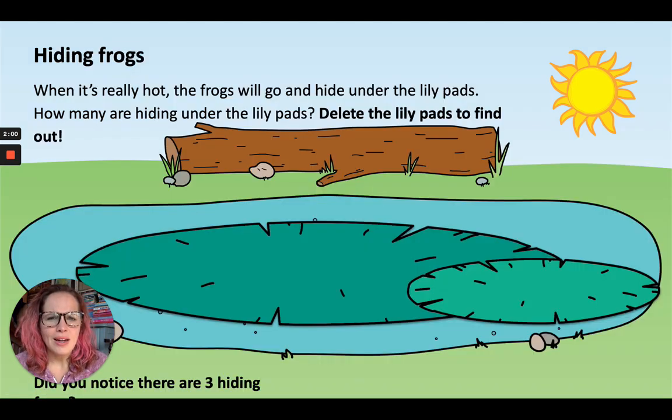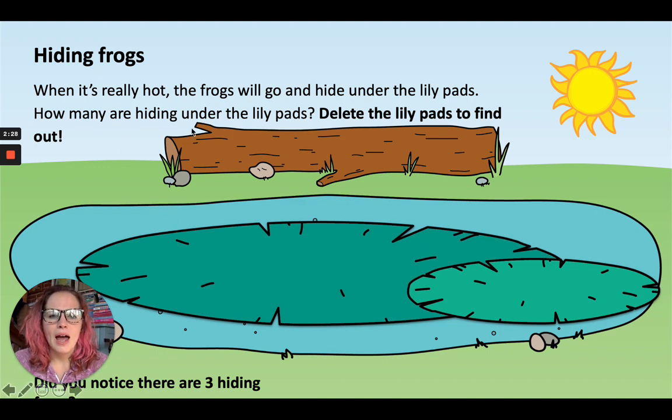When it's really hot, the frogs will go and hide under the lily pads. These are called lily pads right here. They're big leaves that grow on top of water. And a lot of times you'll see frogs or other kinds of animals or insects come and land on them so they don't drown, or if they can't swim, they might just want to come and get some water. So these are the lily pads.